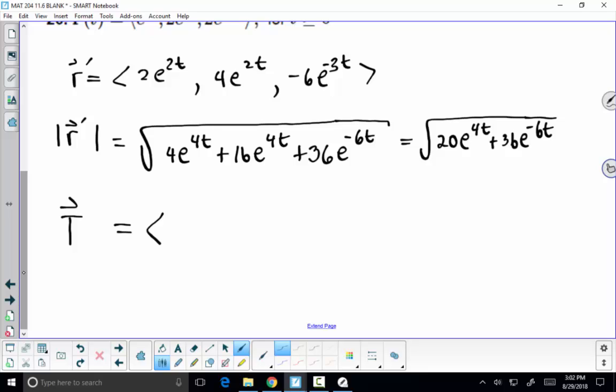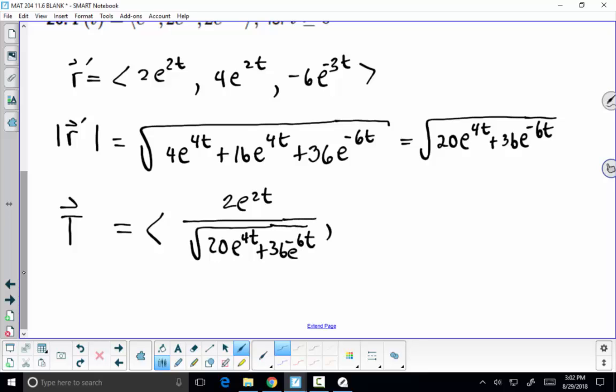Okay, so now to get our unit tangent vector, we're going to divide r prime by the magnitude of r prime. So we're just going to do it term by term. There are a couple of different ways you could write this. Some people would just leave this under the whole vector or write it as a coefficient. It doesn't really matter which way you do it. It's going to be ugly no matter what. So this will be our unit tangent vector at t.